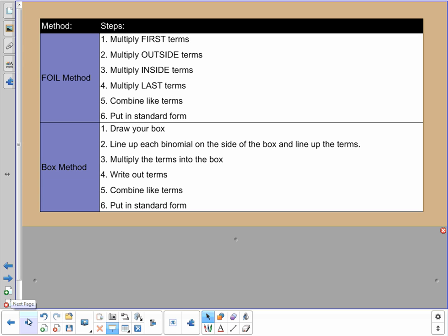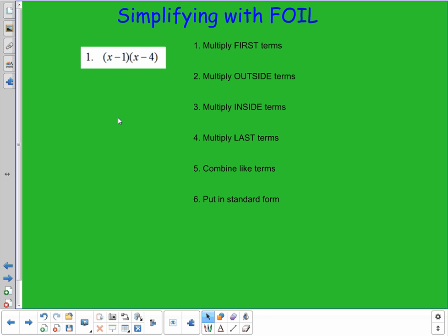So those are two different methods. You're going to see them a lot today. Go ahead and pause your video to write these down if you need a few extra minutes, and let's get started with number one. And for number one, I'm going to use the FOIL method.